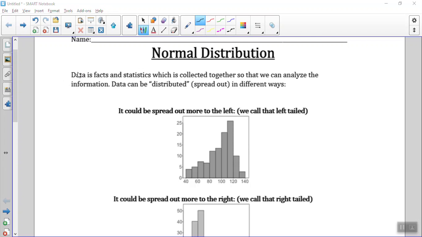Okay, so you can have different types of data. You can take data from the heights of people, or if you're measuring something. It's just as long as you have all this data together. So data is facts and statistics which is collected together so that we can analyze the information. Data can be distributed. In other words, it can be spread out in different ways.